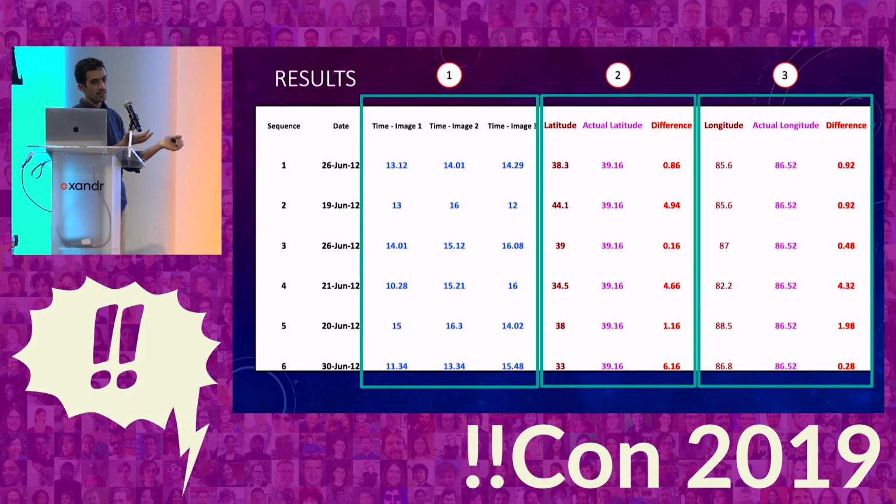And then this is the final result we got. We performed this experiment multiple times, tried to get the theoretical values of latitudes and longitudes, and tried to compute accuracy in terms of their absolute differences.